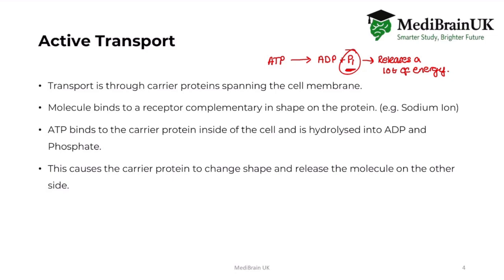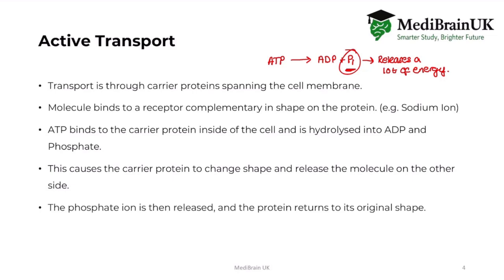And when that phosphate has done its job and released the energy, the phosphate is then released, and because the phosphate detaches from the membrane, it returns back to its original structure. The protein returns to its original shape, so nothing else can move into the membrane. So it's all because of this energy that active transport is able to happen.